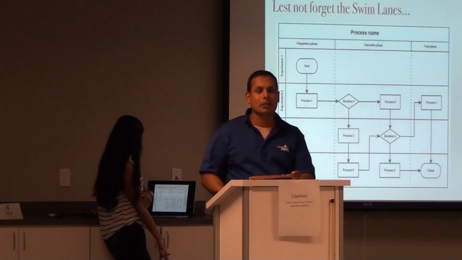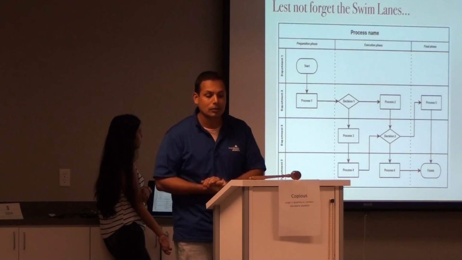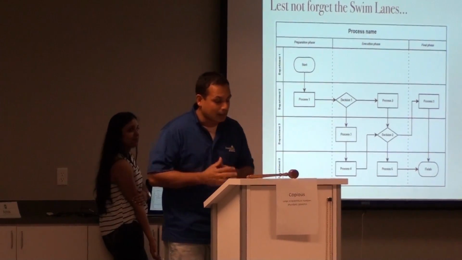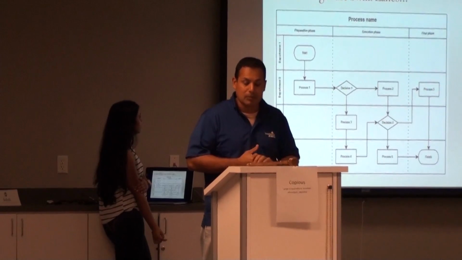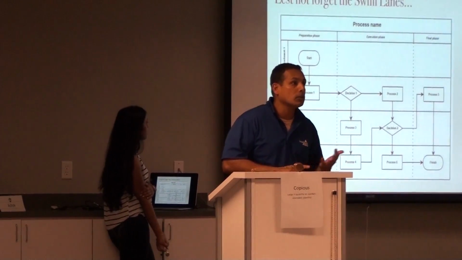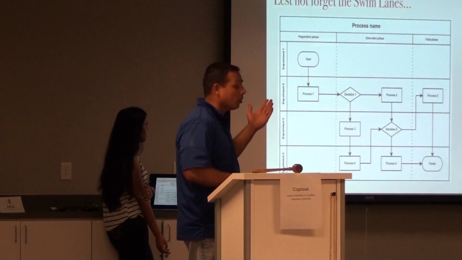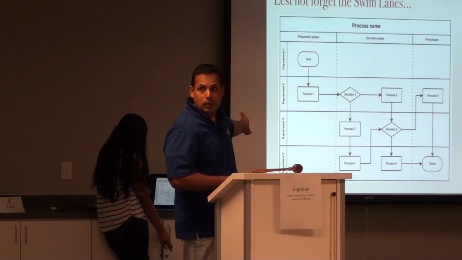So, let's not forget about the swim lane. Jim mentioned the Olympic pool, the lanes. Well, it is like that. Each Olympic lane is occupied by a swimmer. In this case, each lane represents a person, a group, or a sub-process. And the lanes are labeled to show how the chart is organized. You can see Department 1, Department 2, Department 3, Department 4.